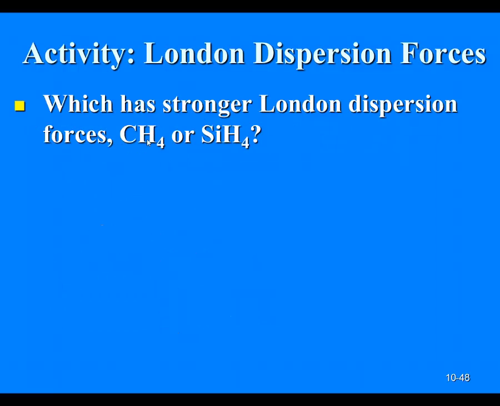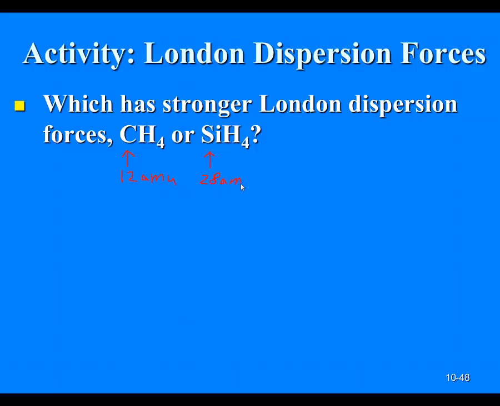So I have methane and silicon tetrahydride. If I look at these two molecules and I want to decide which has my stronger London dispersion forces, well, the hydrogen masses are identical. There are 4 hydrogens in each. So if I look at the mass for carbon, my mass for carbon is 12.01 atomic mass units, AMUs. My mass for silicon is going to be 28.09, so about 28 atomic mass units.